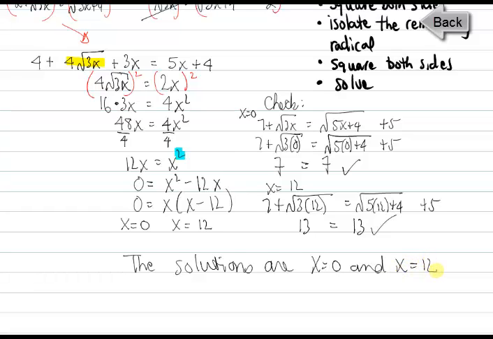Okay, and just like on example 3, you can use your graphing calculator to check your answers, so I'll leave that for you to do, and you should get the same solutions, x equals 0 and x equals 12, regardless of which of the two equation ways that you work it out. Okay, so that concludes solving equations.